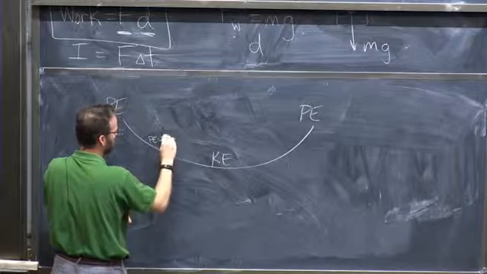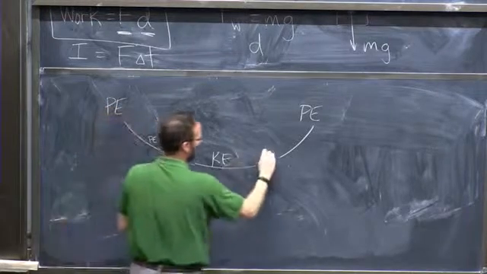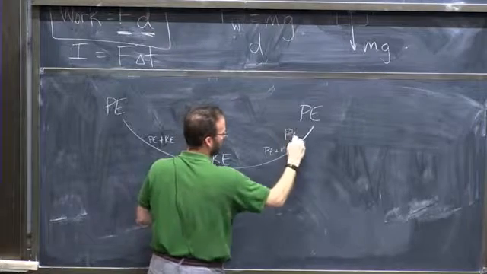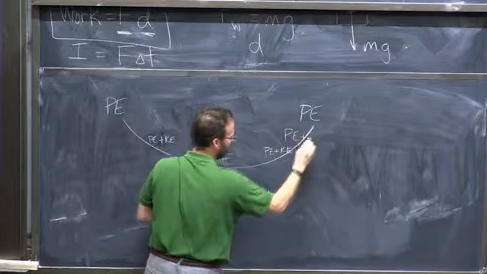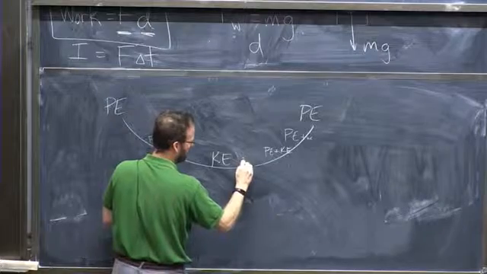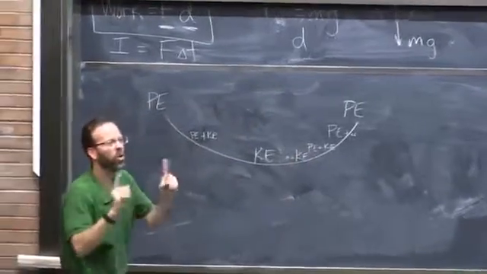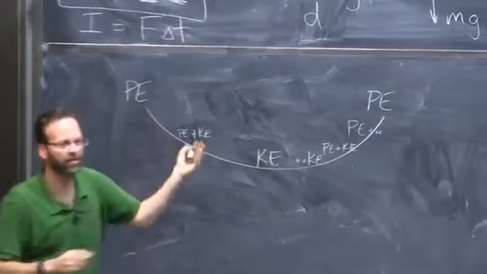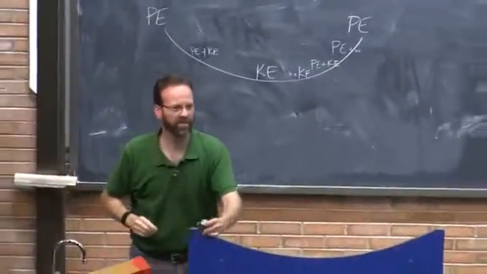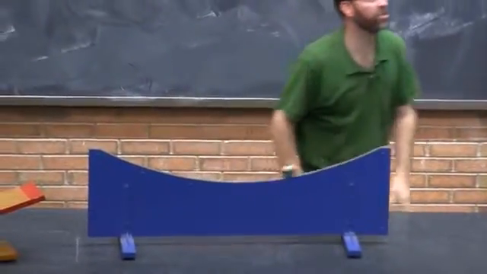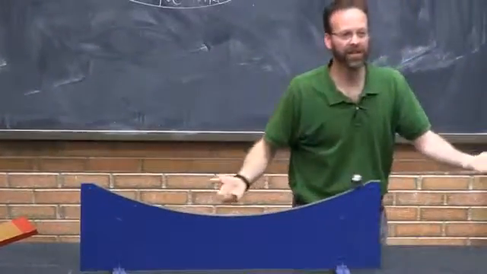Here, we'll just do a plus sign. And over here, same thing. Here, it's got a little more potential and a little less kinetic. And here, it's got a little less potential and a lot more kinetic. The total energy stays the same. It just transfers back and forth. What's doing the work on this to change its energy? Gravity. It's the weight of the ball.